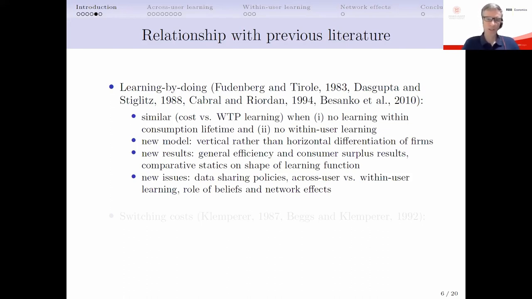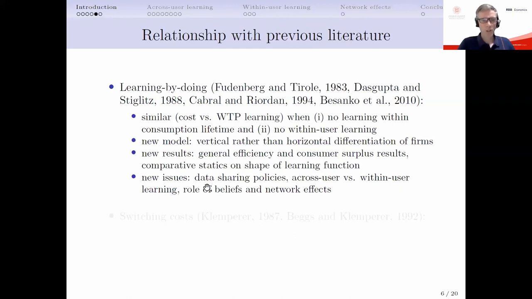But that's only true when there's no learning within the consumption lifetime and no within-user learning. One special case of our model, one I'm going to focus quite a bit on, is actually quite similar to the learning-by-doing setting. However, even within that setting, what we do is a bit different, in terms of the way we model it and the issues we look at. We have a vertical rather than a horizontal differentiation model. We get new results that were not in the existing literature: a very general efficiency result, consumer surplus results, comparative statics, and so on.